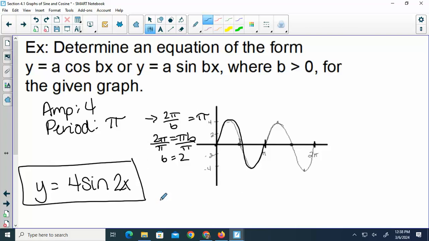So what is it called? 2 pi over b, what are we trying to find? The period.